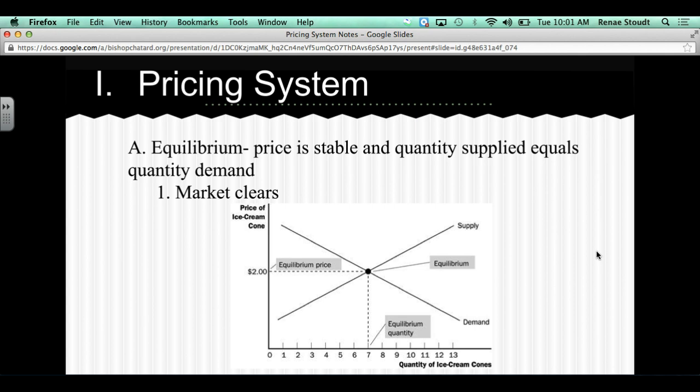Okay? And this is important because this is going to tell us how much the price is going to be, and it tells the producer how much they will actually sell. Now, if we have hit equilibrium, they won't have any left over to sell. They won't have anybody knocking on their door saying, hey, I want some ice cream. Okay? Do you have any more ice cream? So this is going to be the perfect balance.